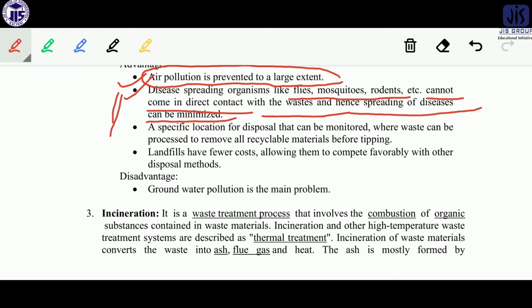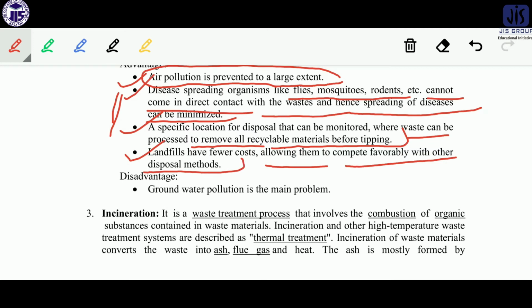And third is a specific location for disposal that can be monitored, where waste can be processed to remove all the recyclable materials before dumping. We can also monitor whether this area is suitable or not for the landfill process. Also, another point is that landfill has very low cost. That's why it is the most common, most general process, with a very low cost, allowing it to compete favorably with other disposal methods.